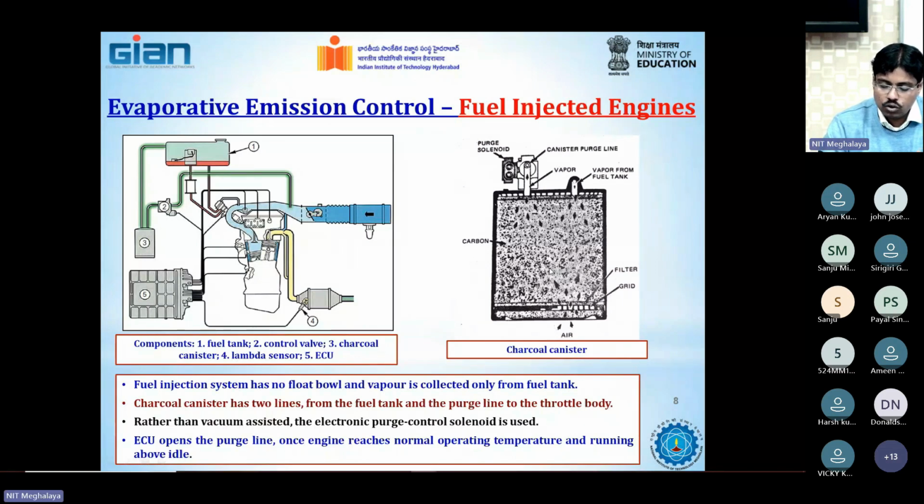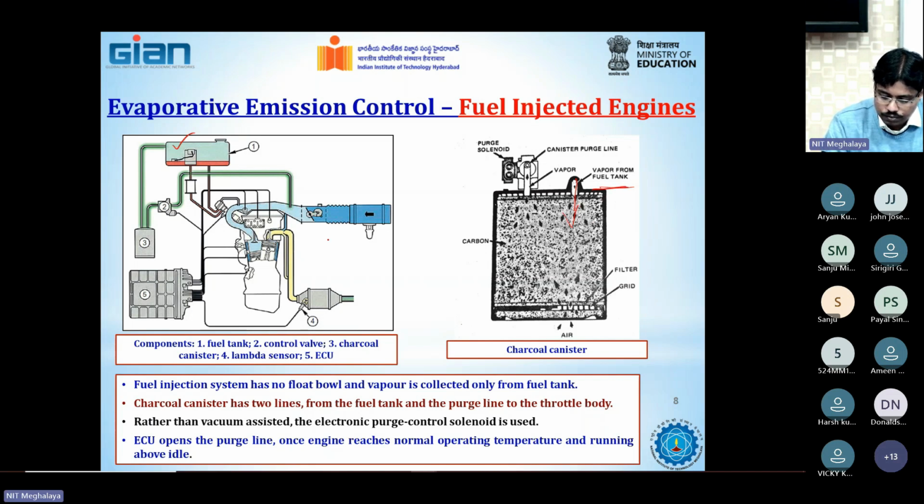Okay, so in those types of engine where you do not have the float valve, the connection becomes slightly simpler, because now the canister will be connected with the fuel tank only, not with the float valve. So there is only one passage of entry of the fuel vapor from the fuel tank.